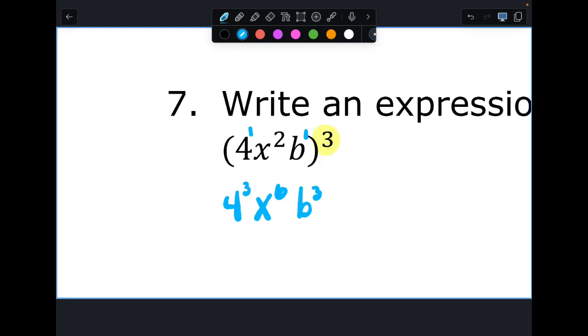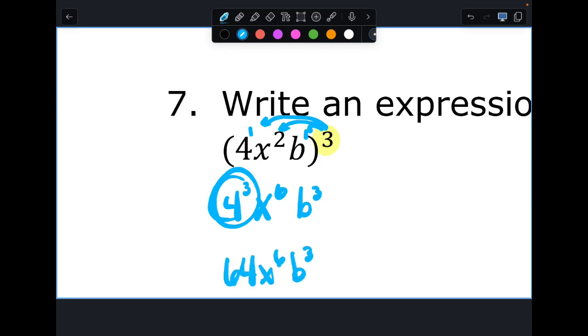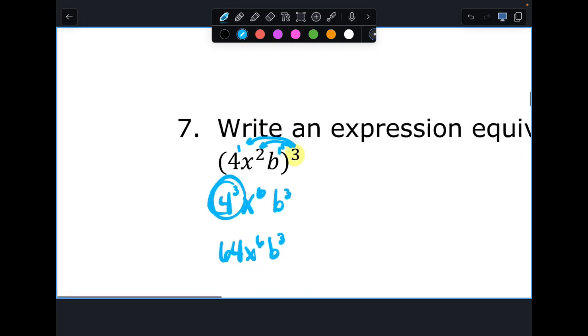Now, on the STAR test, they might ask you to simplify this part further. The answer could be that, or they could do 4 to the power of 3 in the calculator. What's 4 times 4 times 4? 64. x to the 6, b to the 3. Okay? It could be either or.